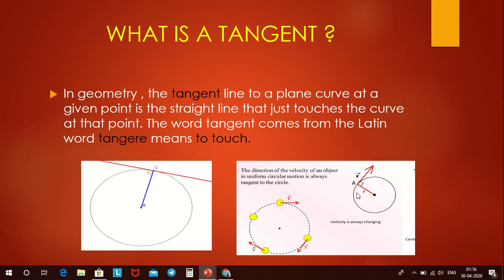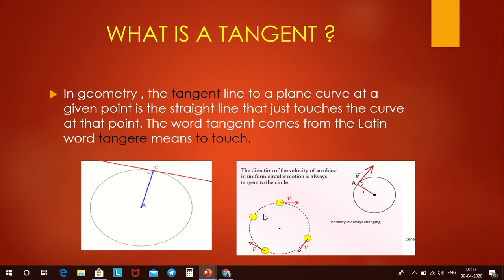Here you can see this red line is the radius of the circle, and this red line is showing the direction of motion of the moving object, right? So this direction of moving object and the radius of the circle, they are forming 90-degree angle with one another, means they are perpendicular to one another. So the direction of the velocity of an object in uniform circular motion is always tangent to the circle.